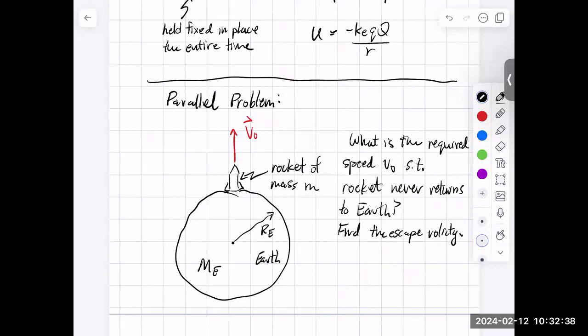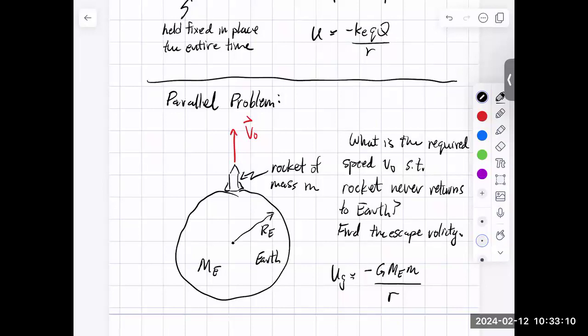But that's an approximation. The true form of the gravitational potential energy, I'll write it as UG, is G times the mass of the Earth times the mass of our rocket, and then it's just divided by the distance between, say, the center of the Earth and the rocket. There's one subtle difference, which is that there's a minus sign in here.